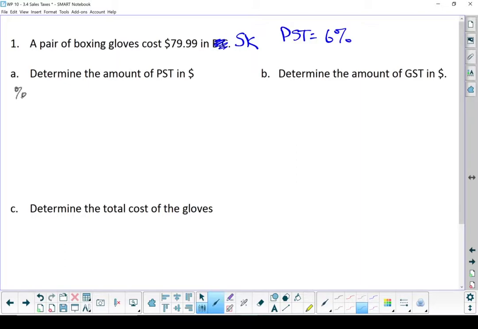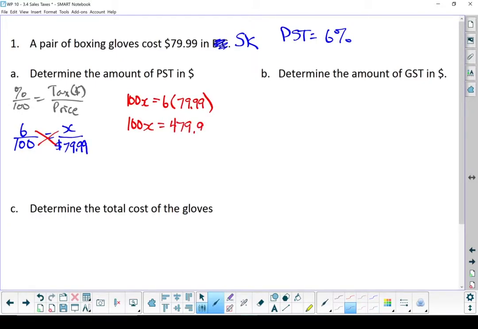Start with our formula. Let's put in our numbers. PST in Saskatchewan is 6%. I don't know how much tax I'm paying, but I do know my price is $79.99. And let's cross multiply. Divide both sides by 100, and my X equals $4.80. So on those boxing gloves, we're going to pay a PST of $4.80.